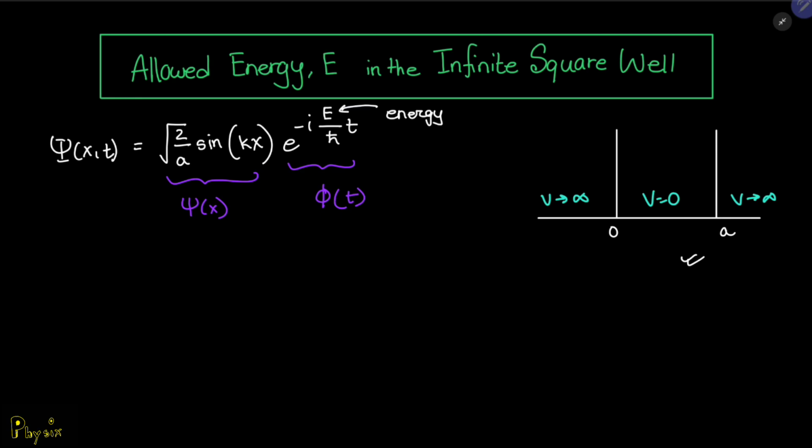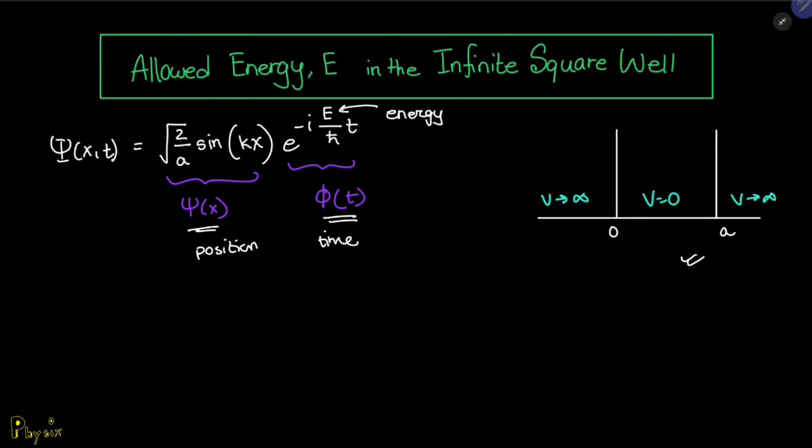Your particle in the infinite square well can have some specific allowed states of energy, and that's what we are going to derive and discuss over here. Now, we know that our particle inside the infinite square well can be written down as a product, psi of x and phi of t, where psi of x is the position part and phi of t, which is over here, is called the time part of your wave function.